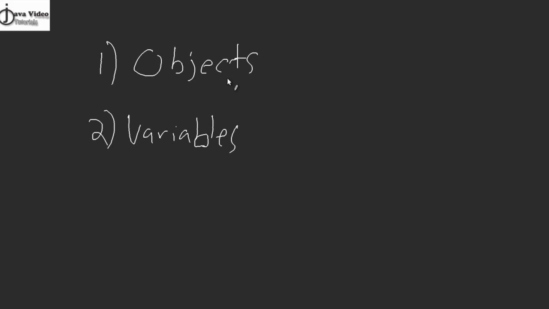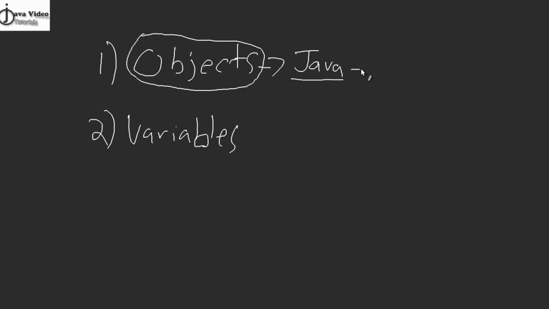Okay, so objects are kind of the fundamental aspect of Java. Okay, in Java, everything in Java is an object. Okay, and when I say object, what exactly do I mean? Well, an object you can think of as being a noun. Okay, and a noun is essentially like a person. It could be a place, or even as generic as just being a thing.